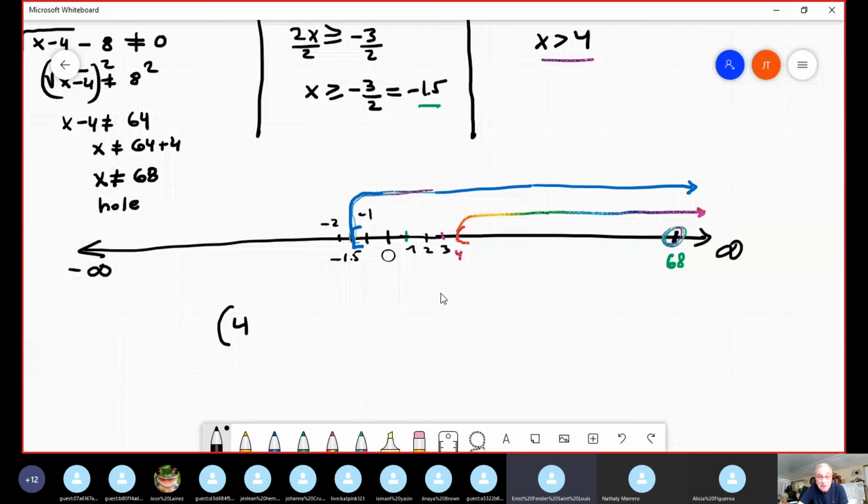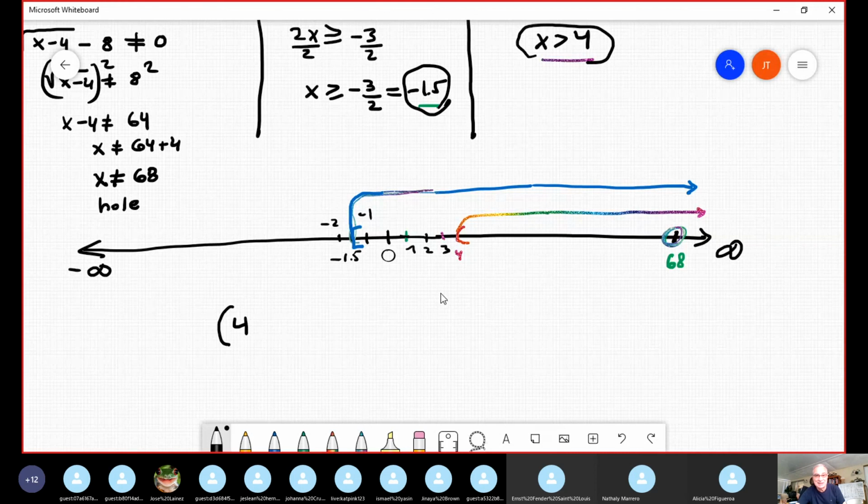Why? Let me try to understand. In this interval, 4 is not included. In this interval, yes, 4 is included, because this is the blue one. And the other does not include 4. So the intersection, the common part that includes both, does not include 4. So from 4, comma, what?